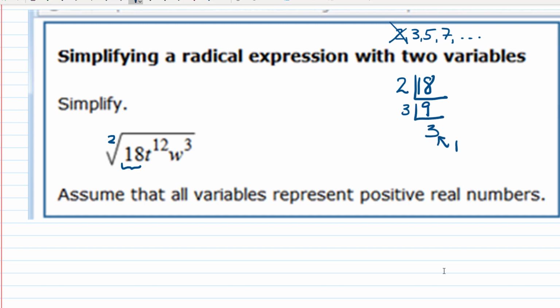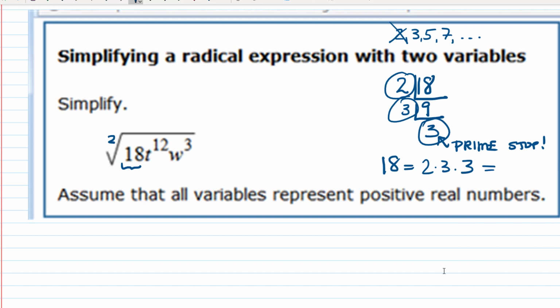And whenever you get to a prime as your result when you divide, you're going to stop, because that means you're done. So what this means is that 18 can be written as a product of these primes, 2 times 3 times 3. And you could confirm that 2 times 3 is 6 times 3 is 18. But I like to use the exponent version because we're trying to simplify radicals. So I'm going to take this radical now, square root. Instead of 18, I'm going to write 2 times 3 squared times t to the 12th times w cubed.